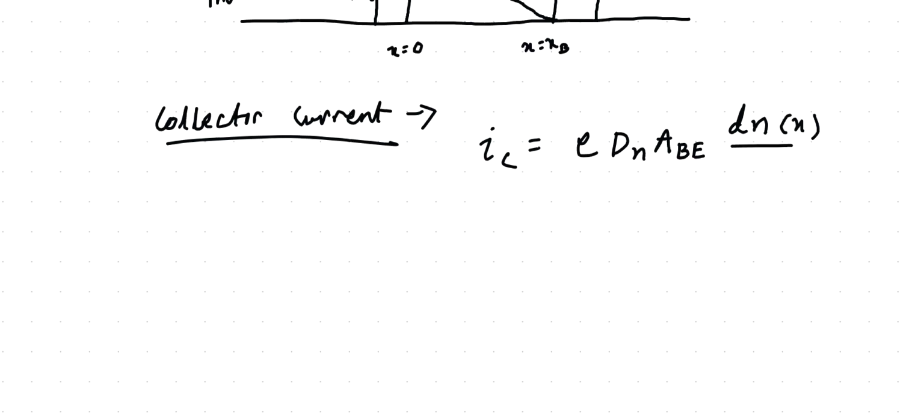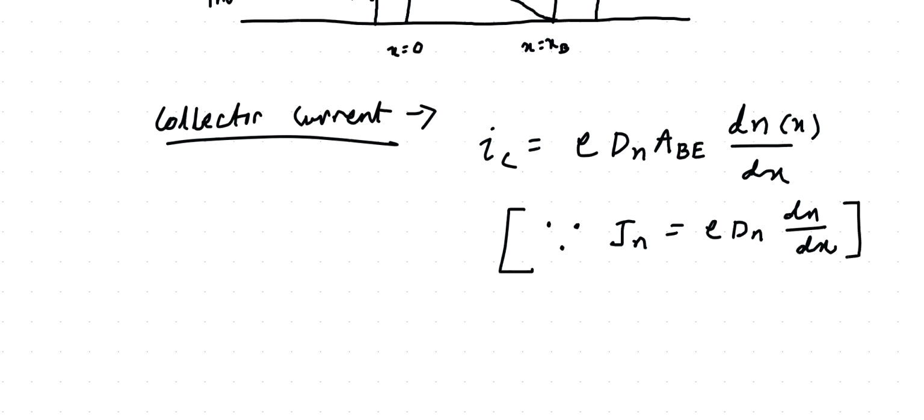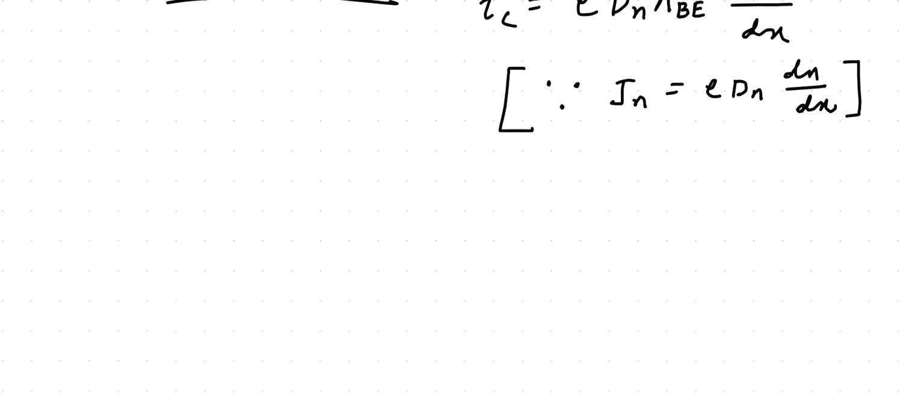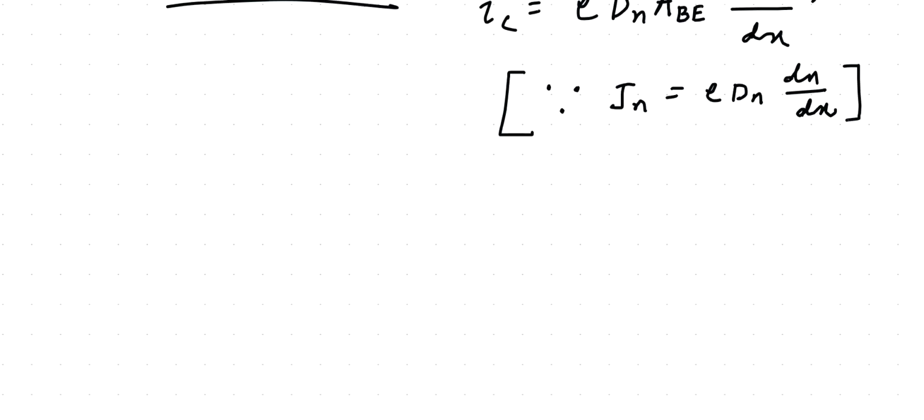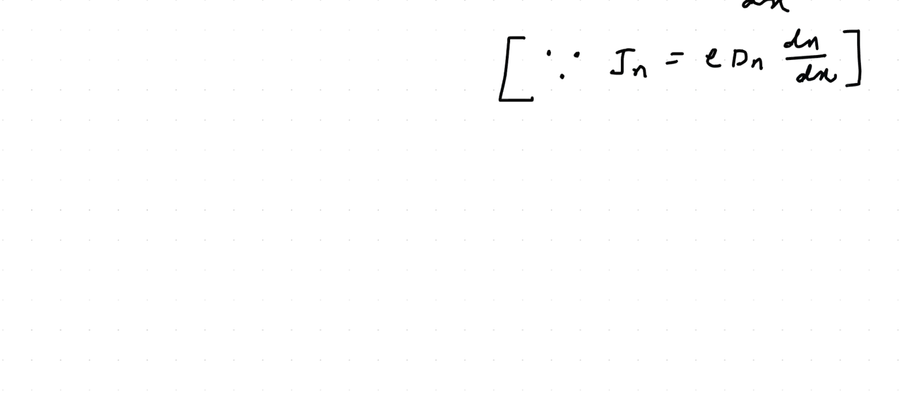So this is derived from the diffusion current expression, current density, which was Jn is equal to E Dn dn by dx. This is what we have already derived. So current density is actually In divided by A, area. So I have multiplied this area factor here. So this is simple. You can just revisit the concept of the diffusion current. So now from that we can just continue.